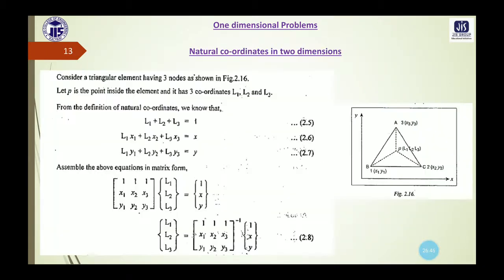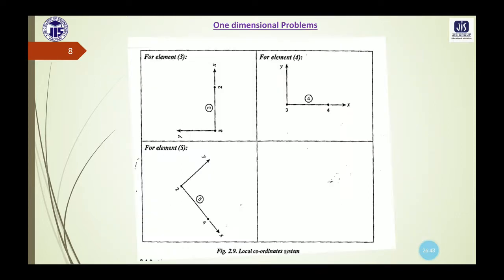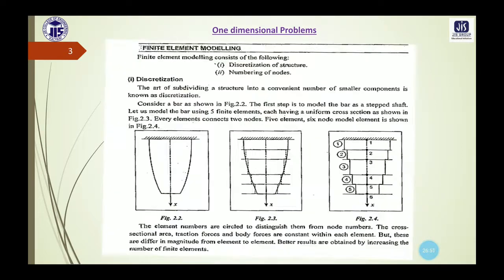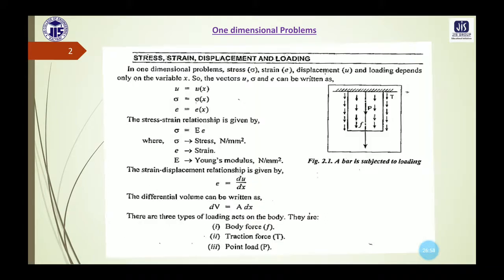Let us move back over the important things we have discussed, which are the discretization and the numbering of nodes. First, we discussed the stress-strain relationship and the strain-displacement relationship. We need to remember these formulas to solve the numericals in the next lectures. Sigma equals Young's modulus into strain, that is, stress by strain equals Young's modulus, and the strain-displacement relationship is strain equals du dx.